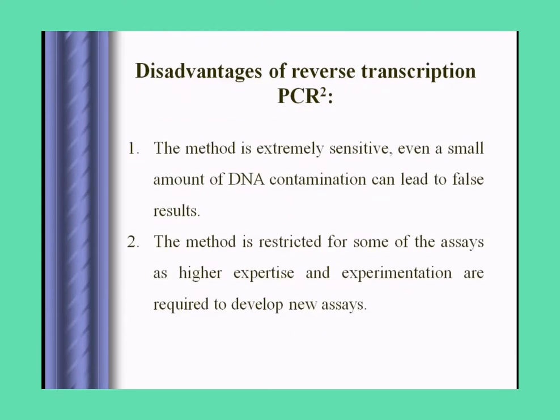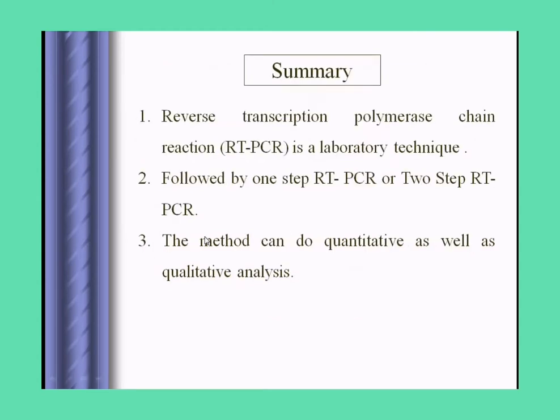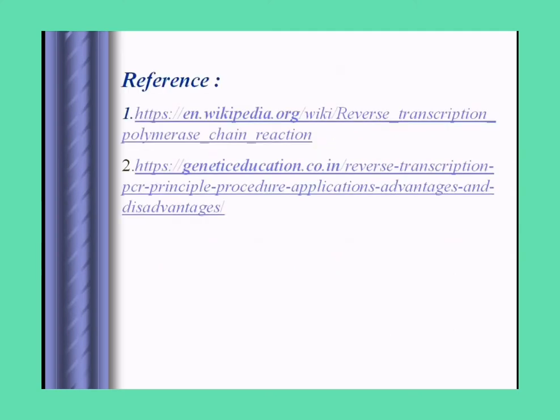This one is the disadvantage of reverse transcription PCR. This method is extremely sensitive and even a small amount of DNA contamination can lead to false results. The method is restricted for some assays as higher expertise and experimentation are required to develop a new assay. This one is the summary. Reverse transcription polymerase chain reaction is a laboratory technique followed as one-step RT-PCR or two-step RT-PCR. The method can do quantitative as well as qualitative analysis.